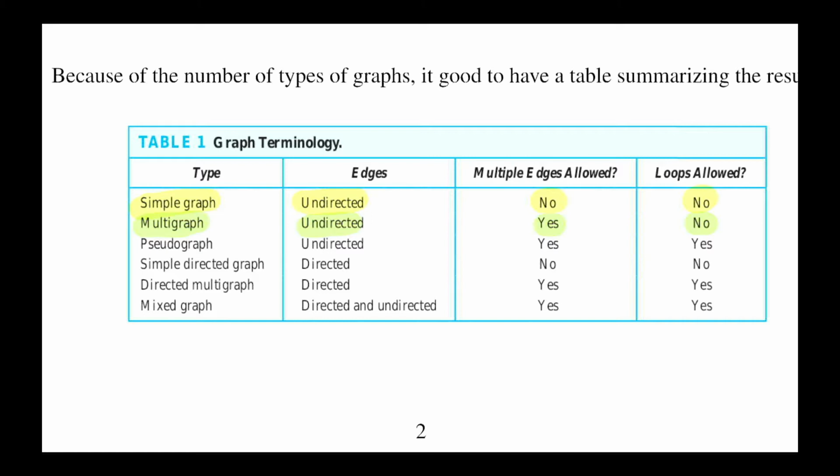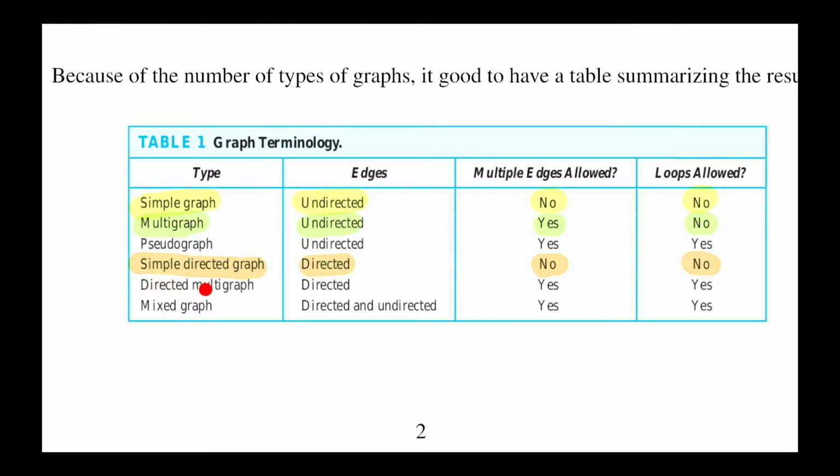This is not making me happy here. I'll say why in a second. The reason I was staring at this blankly for a second is because, this is your book's definitions here, but they've got multigraph, and they say multigraph is undirected, multiple edges, yes, loops, no. So they say no loops in a multigraph. But then down here, they have directed multigraph.